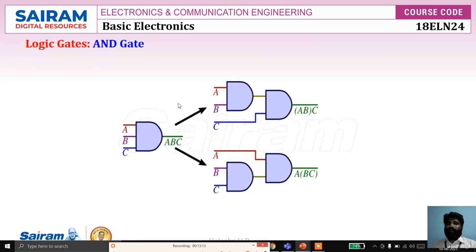See this diagram. The first one implements the three-input AND gate, output is ABC. If you don't have a three-input AND gate, we can implement it this way: first we connect A and B as inputs to one two-input AND gate, and its output is connected to one input of another two-input AND gate, whose other input is C. So A into B first and then multiply by C. Otherwise, first we do A and B, and that is multiplied with C. This is how we can realize it. Clear?